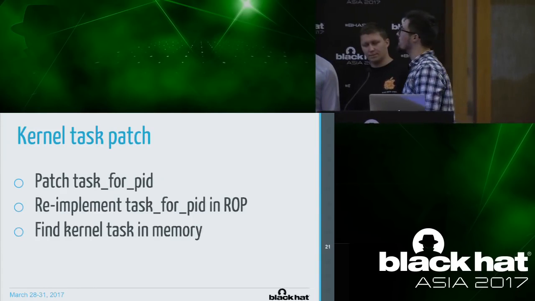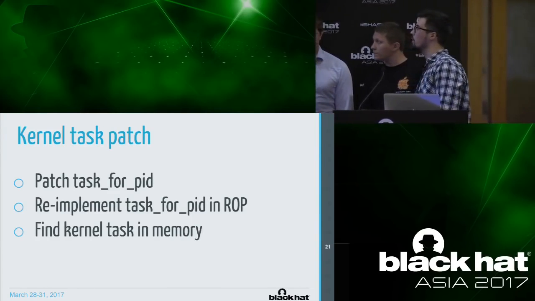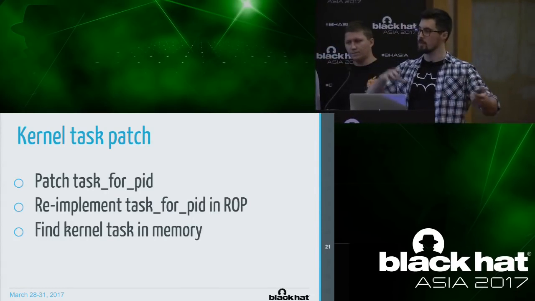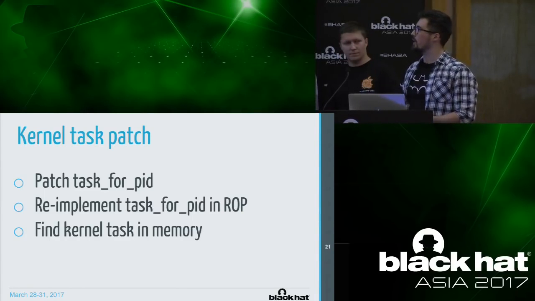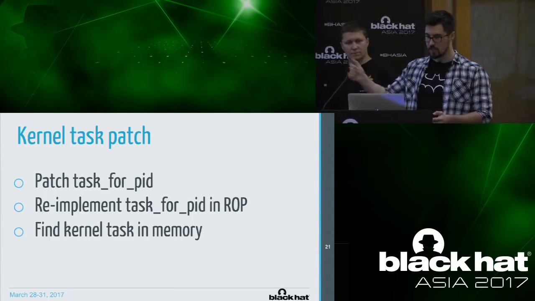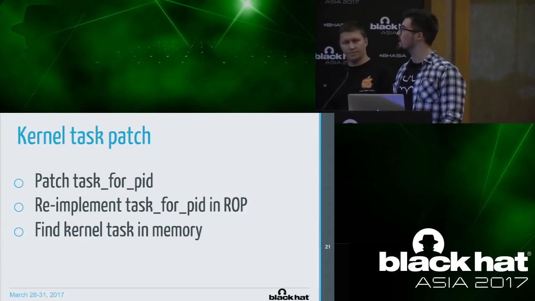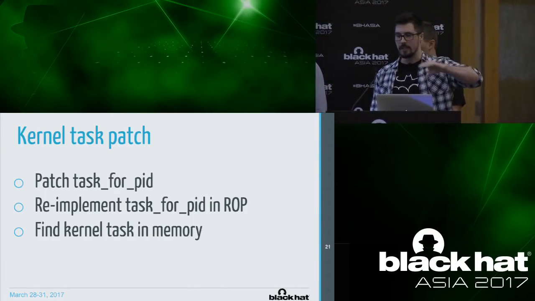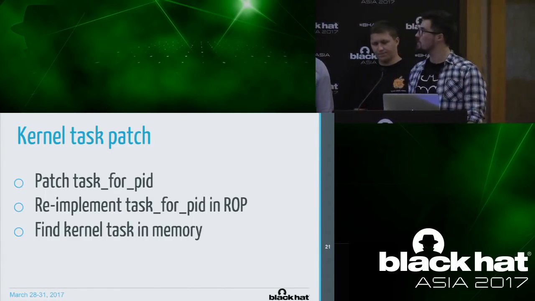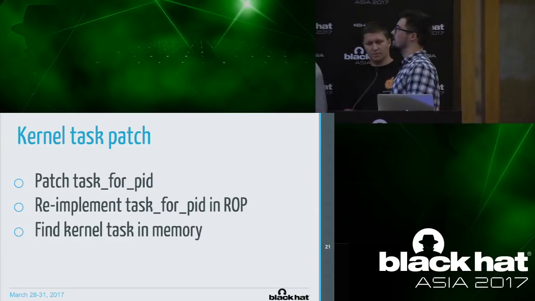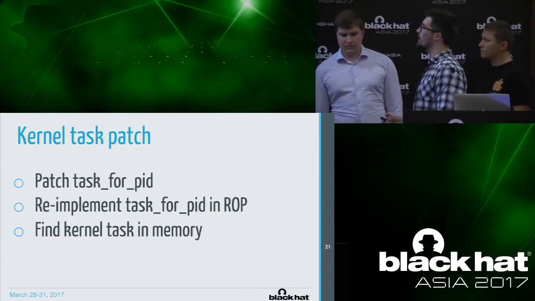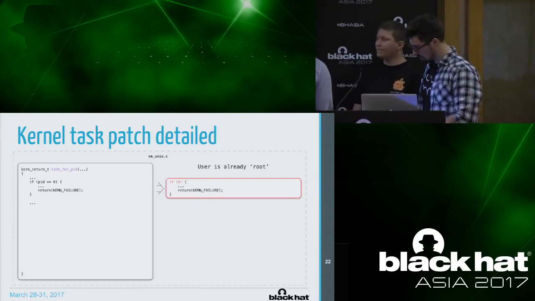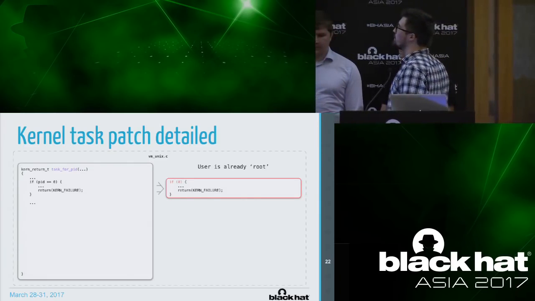So what are the possible ways to export the kernel task port? First of all, there is a function called task_for_pid, which basically returns the task port for the PID of interest. And of course, there are checks to make sure we cannot export the kernel task. So we can patch this one. We can even re-implement task_for_pid in ROP. The basic idea is to implement only the functionality we need, skipping the checks. It may not be that trivial. And if there are no other ways, we can always find the kernel task port in memory and export it. This is how the task_for_pid patch may look.